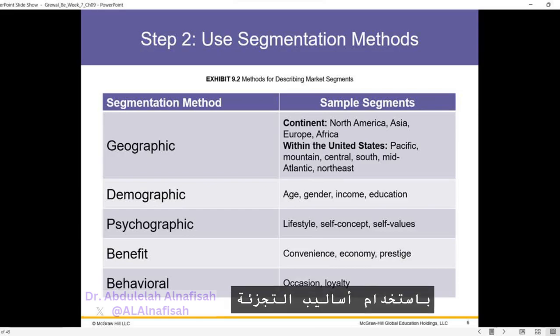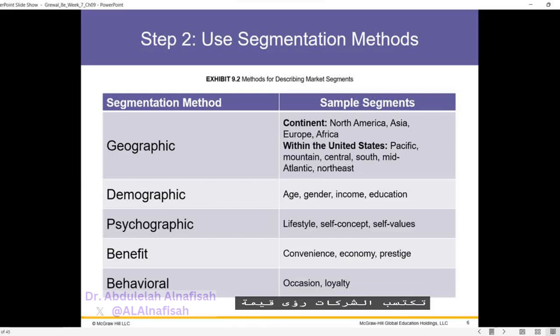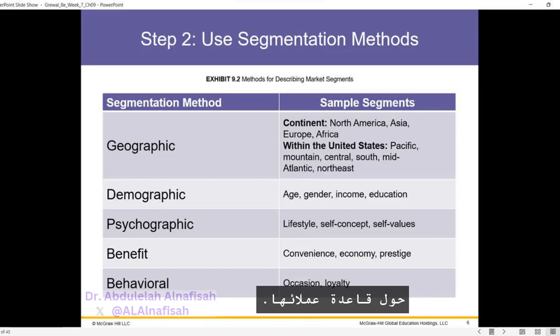By using segmentation methods and developing segment descriptions, firms gain valuable insights into their customer base. This information enables them to distinguish customer similarities within each segment, identifying common characteristics and behaviors. Simultaneously, they can identify differences between segments, highlighting unique preferences and needs.